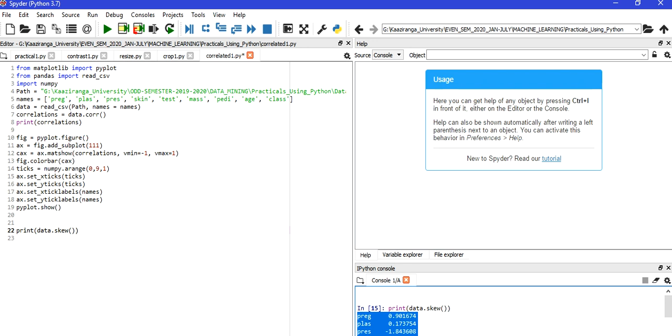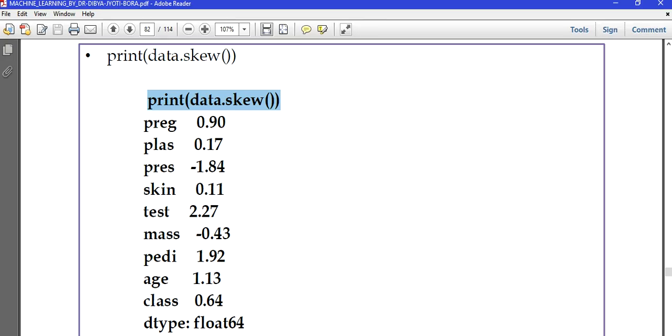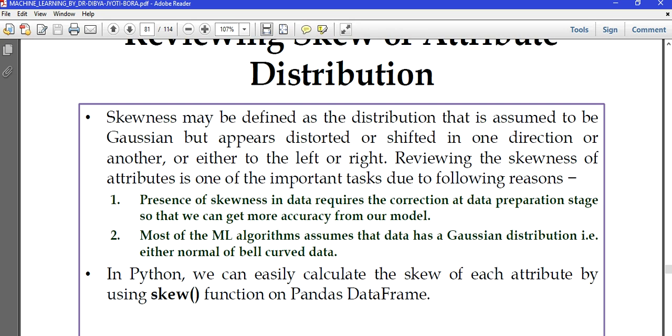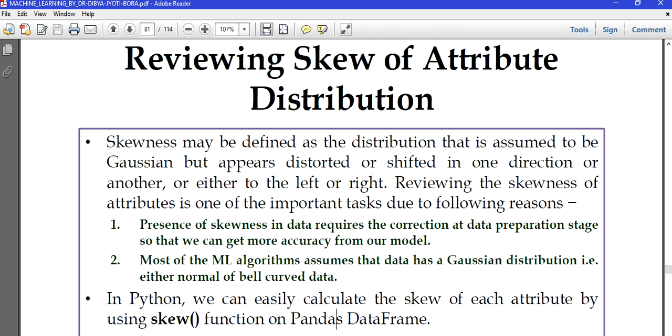Today you learned why we analyze skewness and why it is important at the data preparation stage, so that our model will achieve the desired accuracy level. Today's question is: if I get a value nearer to 0 using the skew function, what does it actually imply?